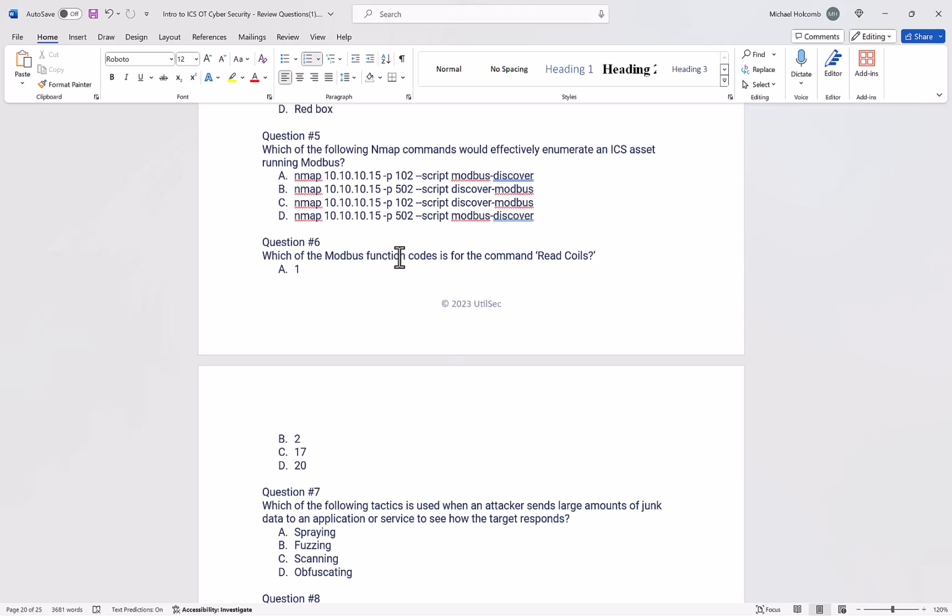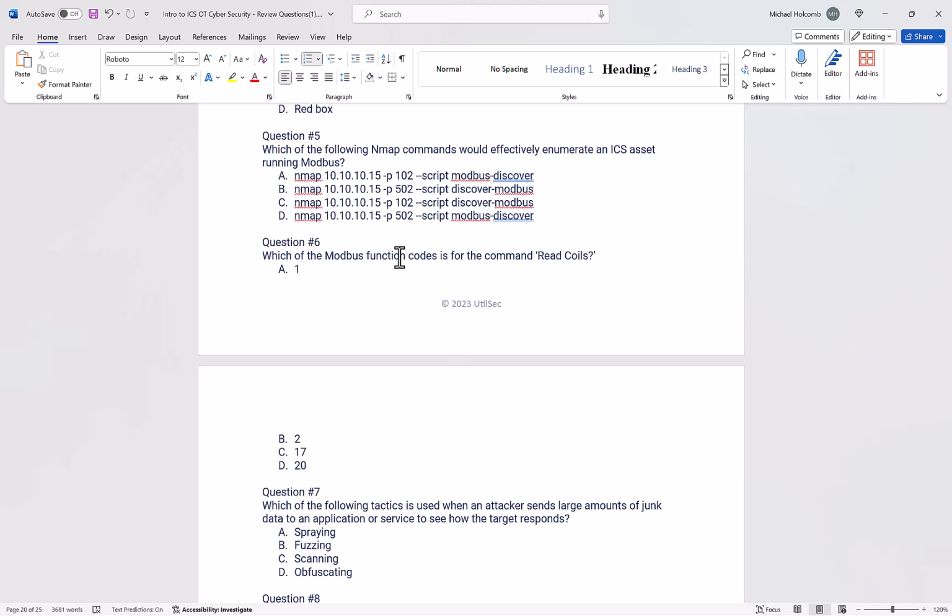And then we just have to remember which of the Nmap parsers, or the scripts, I should say, sorry, is correct. And it's actually the last one. So the answer for this one is D. Nmap IP address -p 502 for the Modbus default port, then --script modbus-discover.